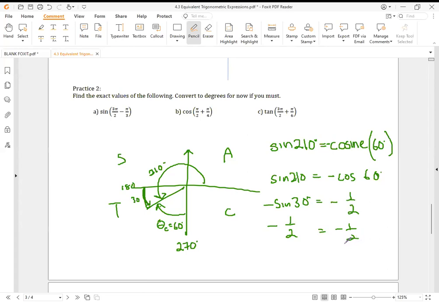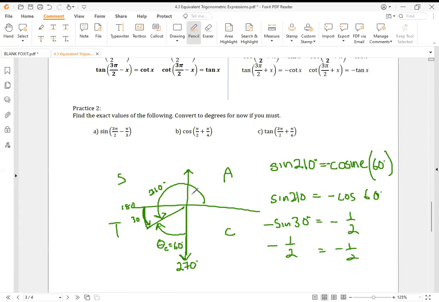If you keep to the little tip, the suggestion I give you, that every angle you get, see what angle you create with the y-axis, then correlated angles and equivalent expressions shouldn't be too difficult. You just have to sort of get used to it. The only extra thing you might want to watch out for is the CAST rule.